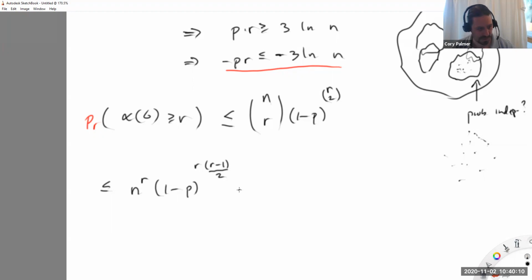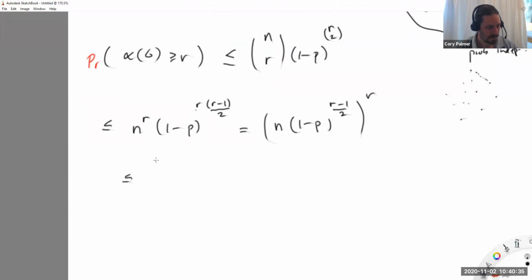And then this equals n times 1 minus p to the R minus 1 over 2, the whole thing raised to the R, right? I've got n to the R and a 1 minus p to the R. Just simplify things a little bit. And then this is at most, so the whole thing will still be raised to the R. And then I put n there, and then I'm going to do the following estimate. This is extraordinarily common in the probabilistic method.